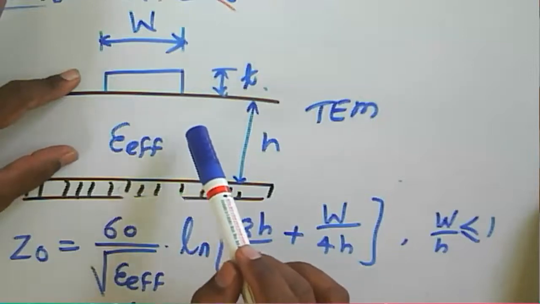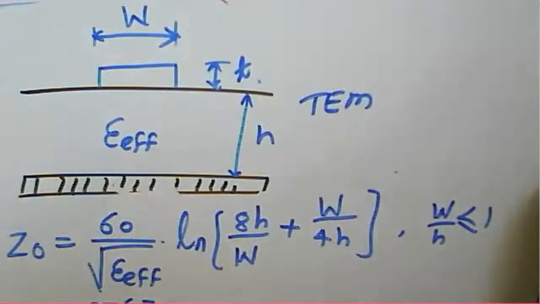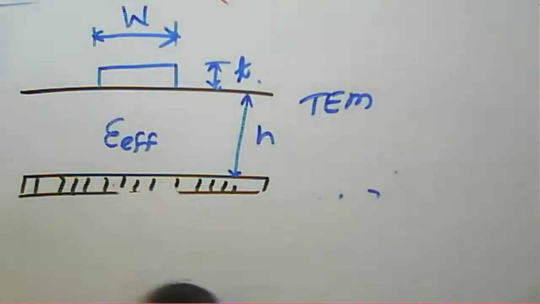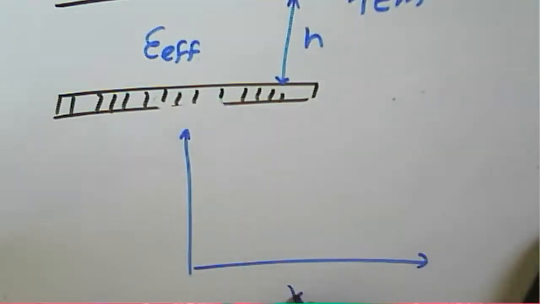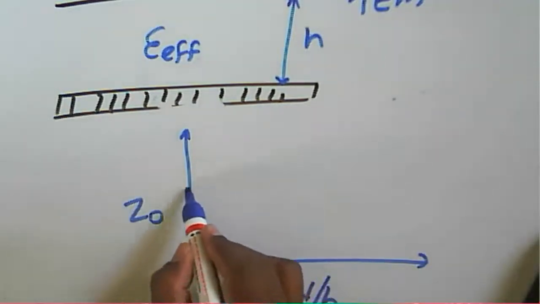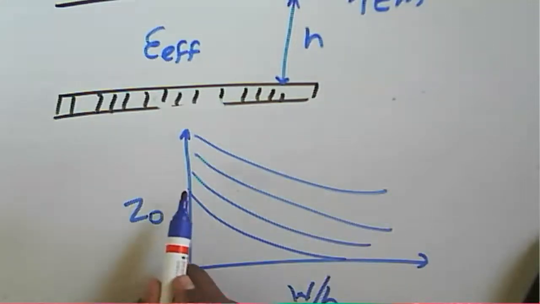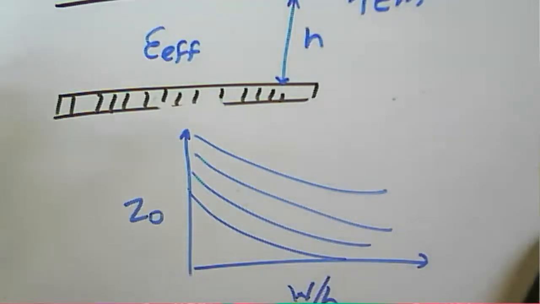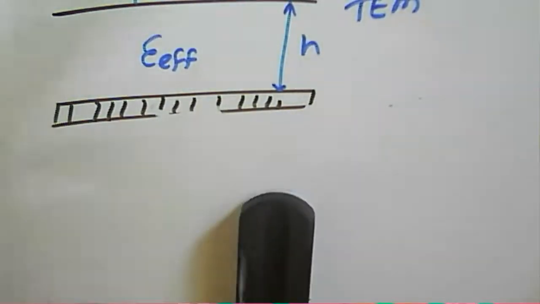And if you consider the characteristic impedance as compared to the W by H ratio, if W by H increases, then Z0 decreases. Also, it depends upon a factor of epsilon R. So if you draw a graph of characteristic impedance Z0 versus W by H, what will your graph be? We have W by H here, and this one is Z0. The graph will look like this, and the characteristic impedance decreases with respect to the W by H ratio.